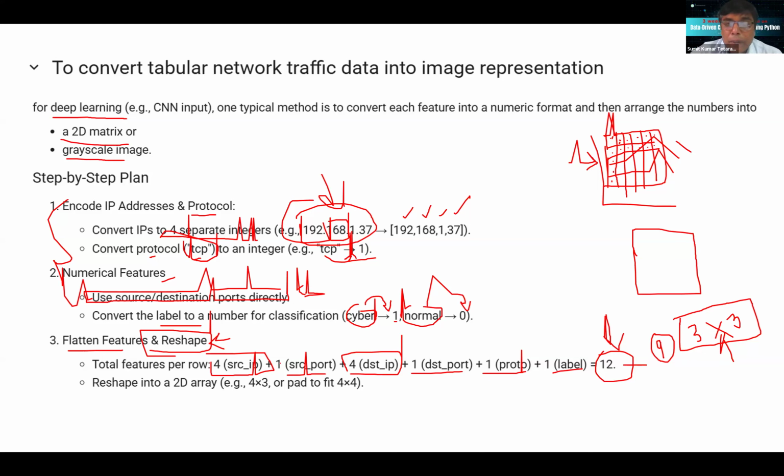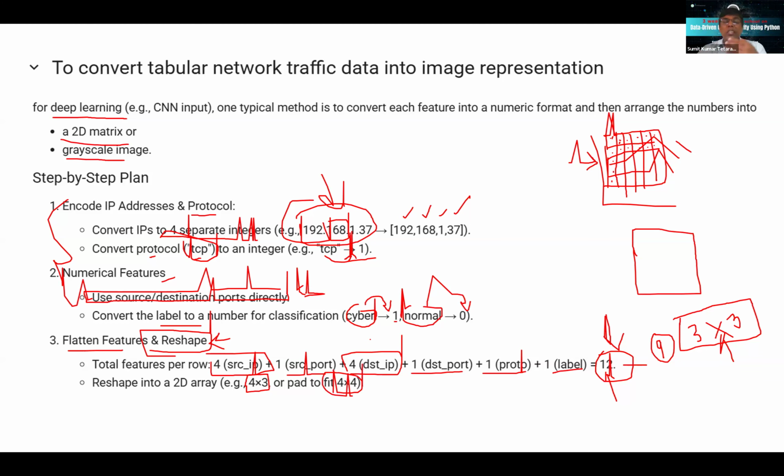Now here, since we want a square and we have 12, we could do 4 cross 3. But 4 cross 3 is not good because in general, CNN deep learning models need some kind of square input, though you may modify it if you want. If you want exactly 4 cross 4, then you have to pad some extra numbers. Generally we pad with 0. You can pad 0 and make it 4 cross 4. This is the overall concept.